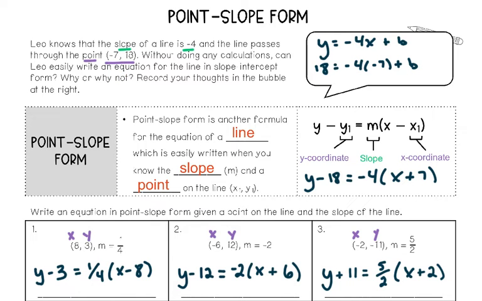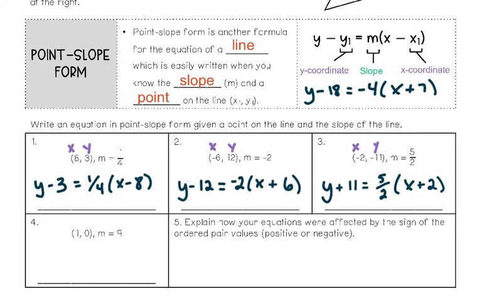Minus negative means plus. One more case you might run into is whenever one of your coordinates is 0. So let me show you what happens when you see that. You could see it written like this. This is what it is in point slope form.